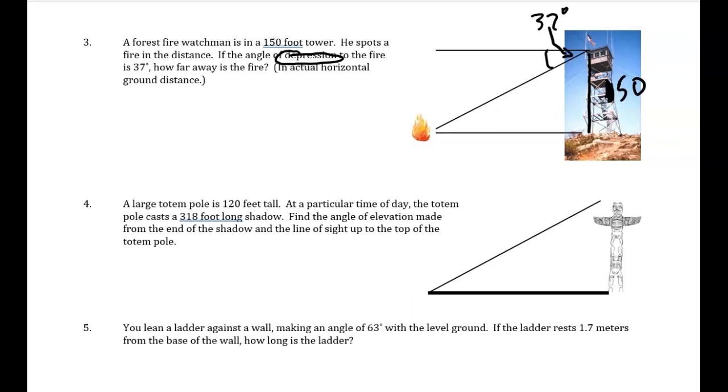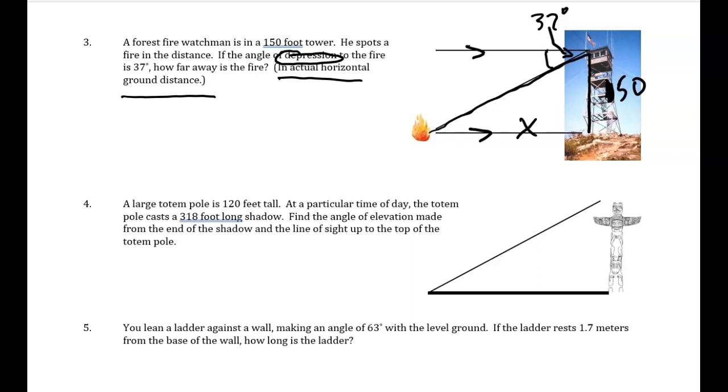How far away is the fire? And this is asking an actual horizontal ground distance. So we are looking for this. All right. So this quick little review. What we have to understand is that this line and this line are parallel. They're both horizontal lines. Because they are parallel, if you remember, this is what we had called back in the day a transversal.